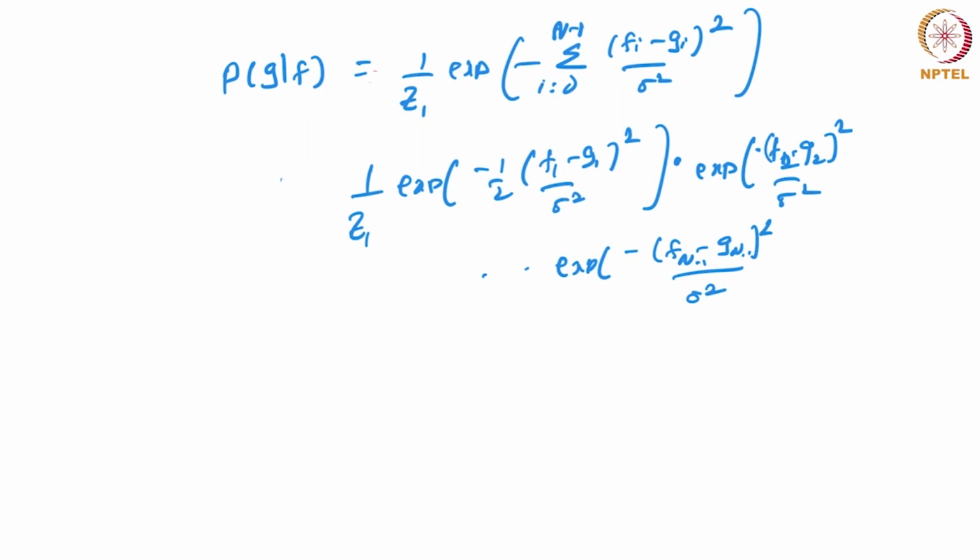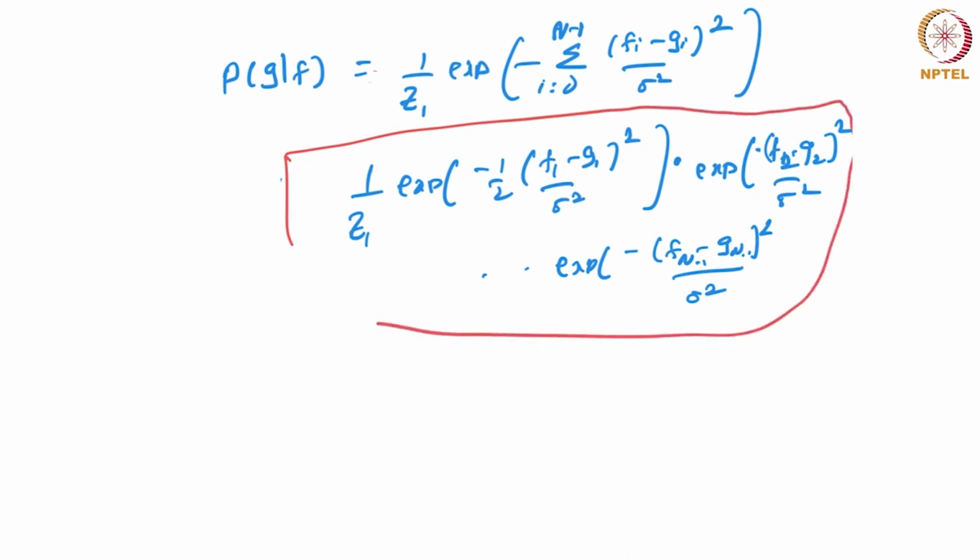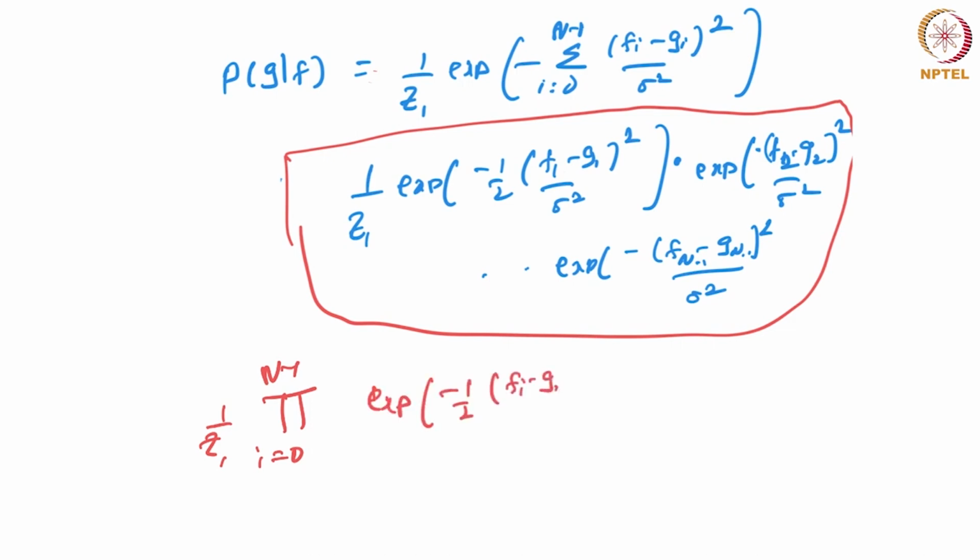If you want to write this particular expression in a compact form, you would write it in this fashion. You would say product i equal to 0 to n minus 1, with the 1 over Z outside, exponential of minus 1 by 2 times fi minus gi squared by sigma squared. This is the probability. This is P of G given f.